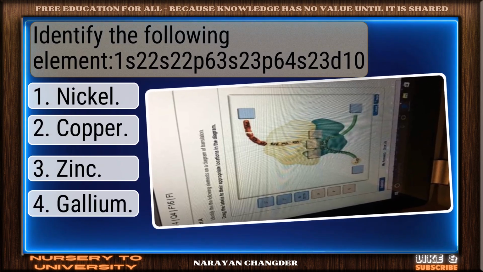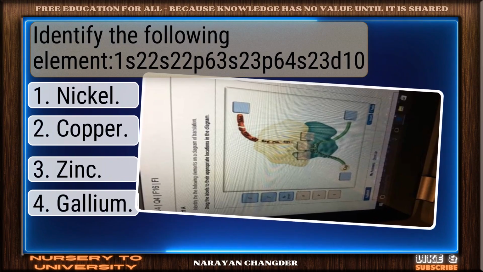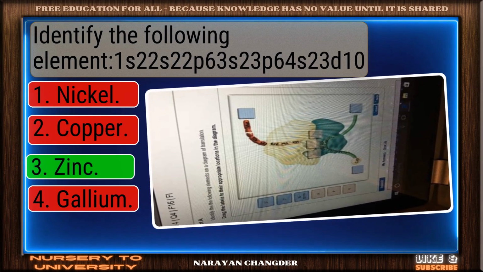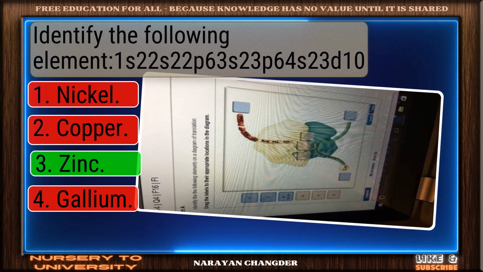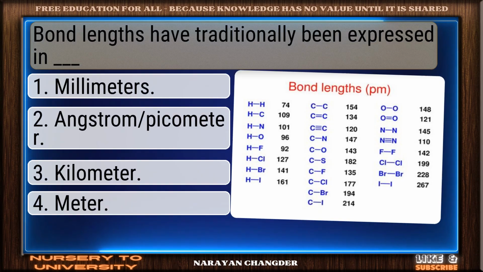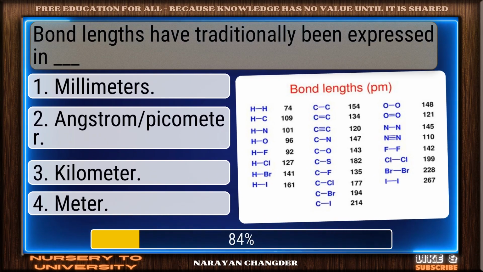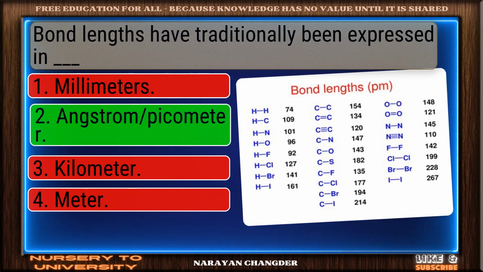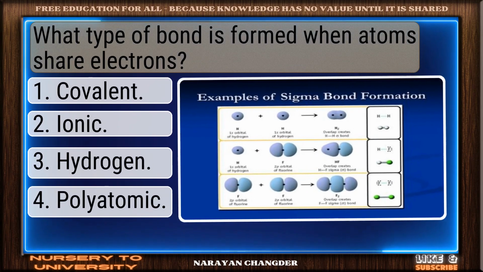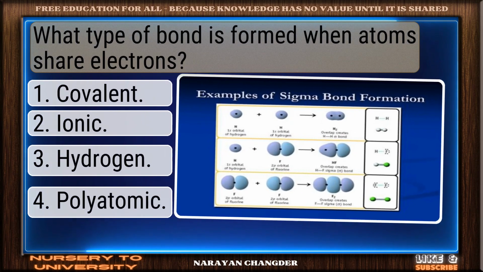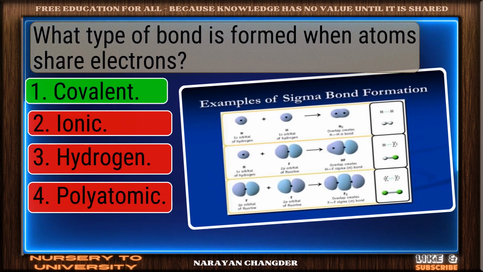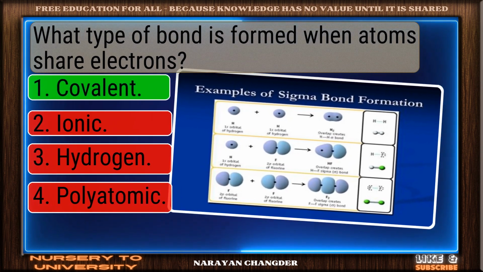Identify the following element. 1s2 2s2 2p6 3s2 3p6 4s2 3d10. Well reasoned. Zinc is the correct choice. Bond lengths have traditionally been expressed in dash. Excellent. Angstrom, picometer is a brilliant choice. What type of bond is formed when atoms share electrons? Well done. Covalent is the right choice.